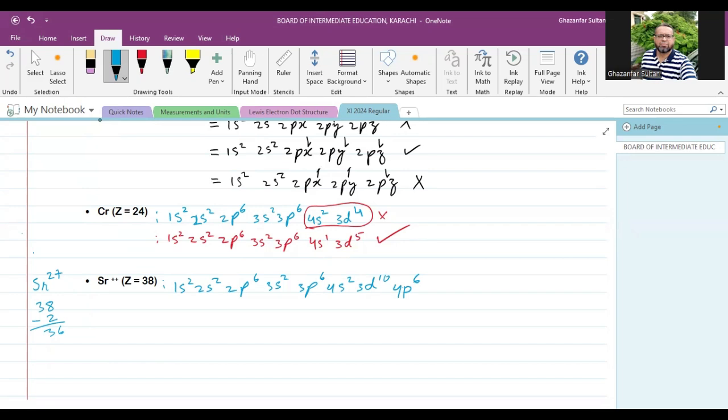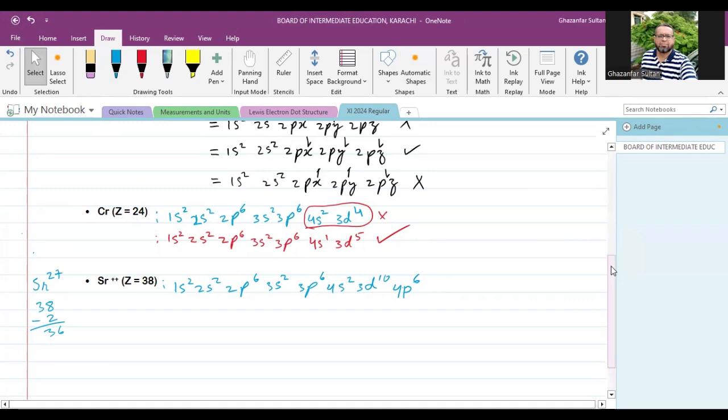If there was no charge, then there would be 5s2. But as there is 2 plus charge, those 2 electrons are removed from the outermost shell. Remember that electrons are always removed from the outermost shell, whether it is filled first or later on. For example, in the case of chromium, the first electron that would be removed is from 4s, not from 3d. Okay, so as we have only the plus 2 ion, we will write up to this electronic configuration.